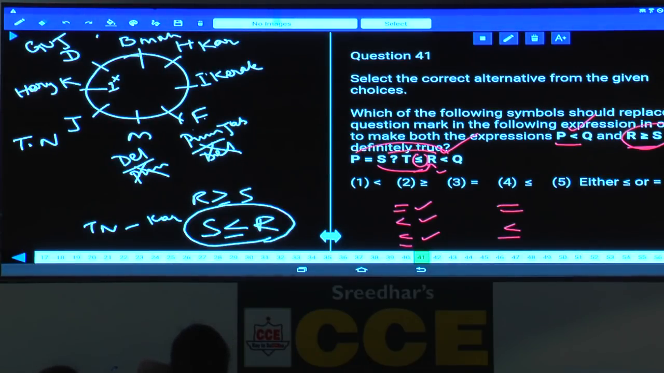Then what is common between these two? Equal to or lesser than or equals to. If you can replace this question mark, you will get the answer. Then what is your answer here? Either lesser than or equals to, that is the choice.